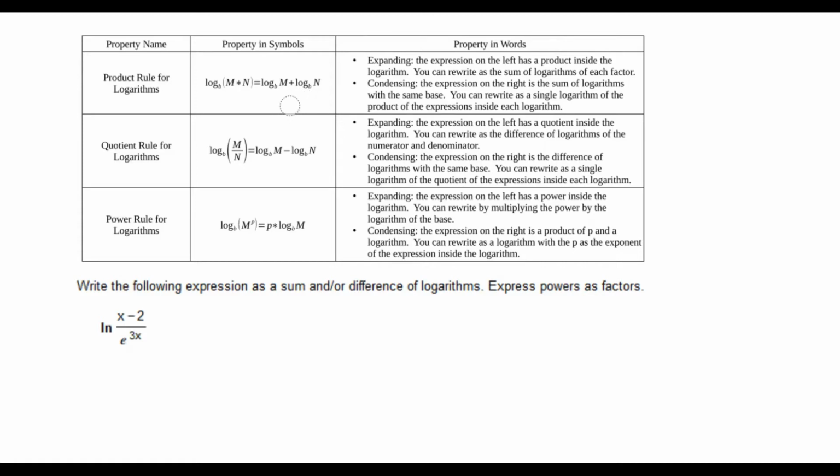Then we have something called the quotient rule for logarithms, and that's where you have a fraction or division inside the logarithm. And in that case, you can write this as the difference of these two logarithms. The expression in the numerator will be the positive log, and the expression from the denominator will be the negative log.